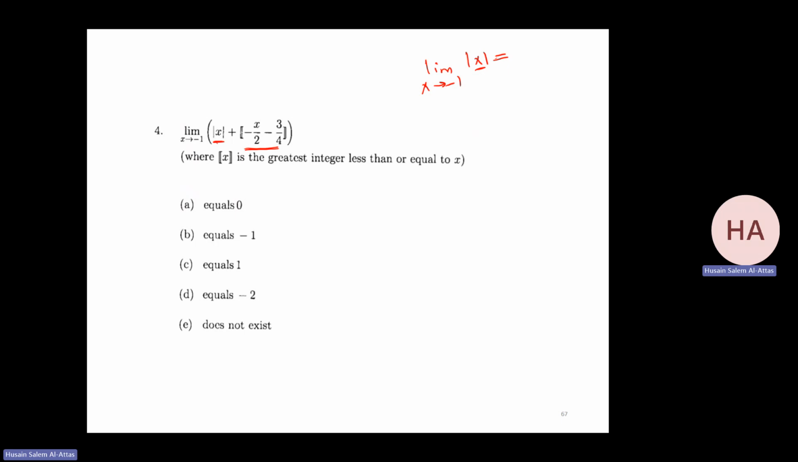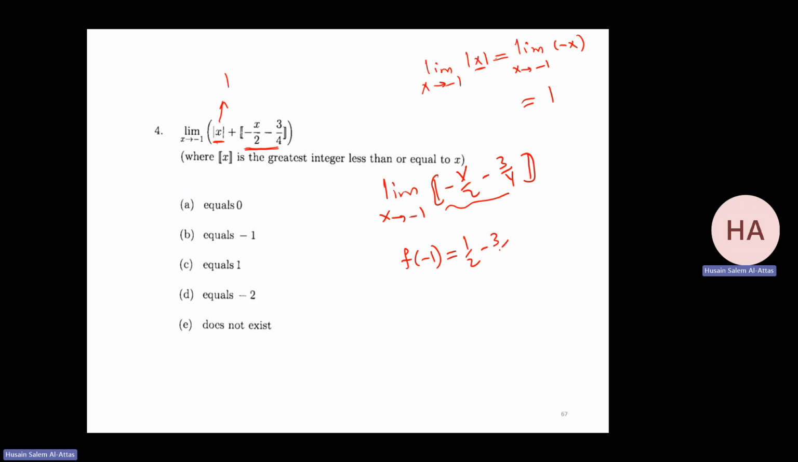So I can just substitute. If I substitute a negative, I get rid of the absolute value as minus x. Substitute, you get what? 1. So this goes to 1. This one, limit, goes to minus 1 of this one: minus x over 2, minus 3 over 4. First, I check the things inside. Is it integer or non-integer? What is f of minus 1? It's half minus 3 over 4, which is minus 1 over 4, which is not an integer. No need now to do right and left.